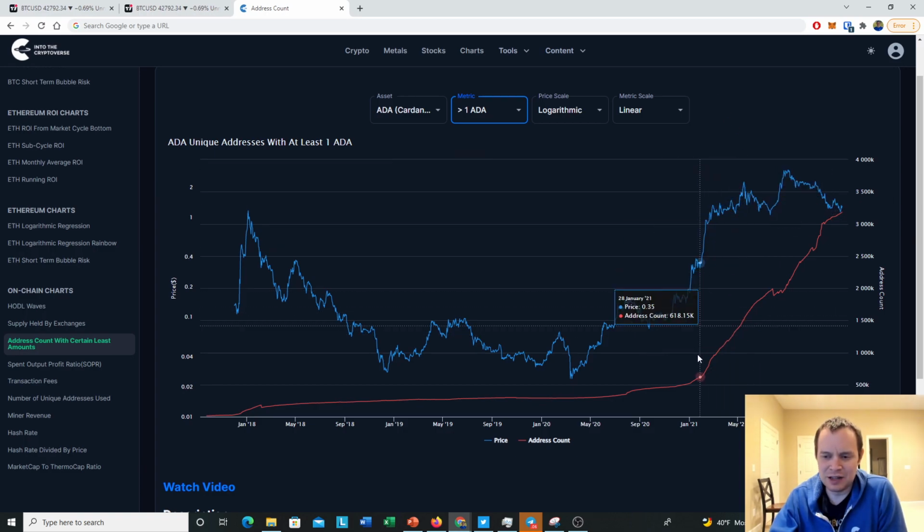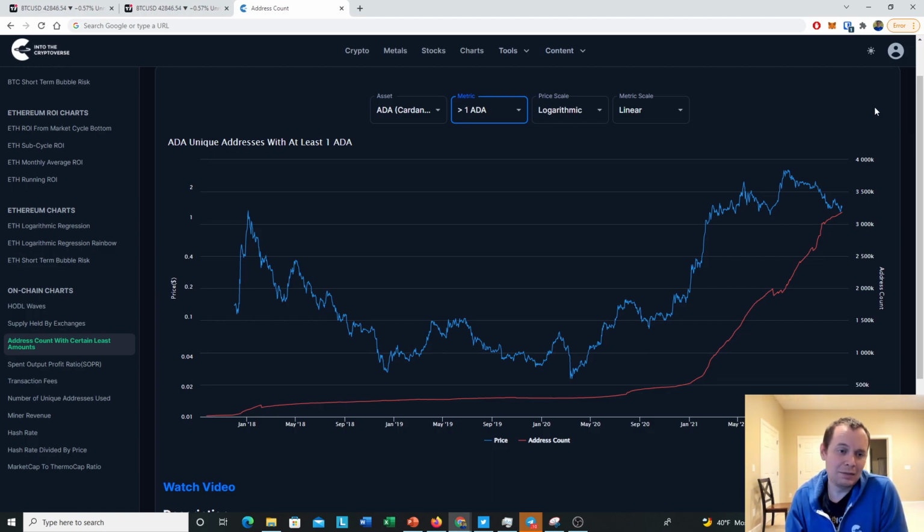So the number of wallets holding at least 1 ADA has actually increased quite a bit from about a year ago. About a year ago, there were about 550,000 wallets holding at least 1 ADA. And today, you can see that there's about 3.18 million wallets. So, I mean, you're talking about an increase of about 6x the amount of wallets today that hold at least 1 ADA compared to a year ago at the same time.